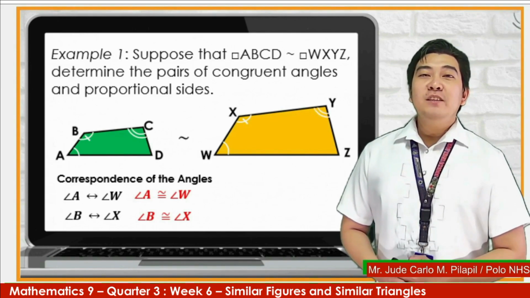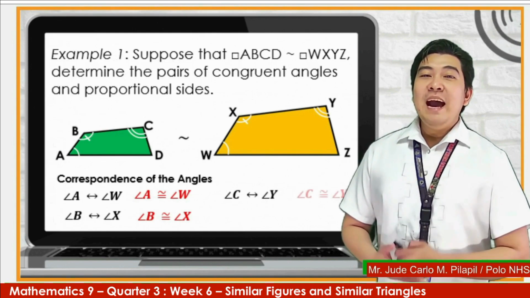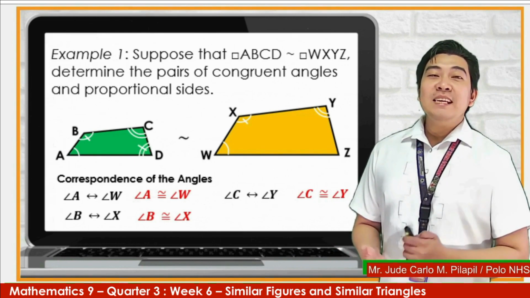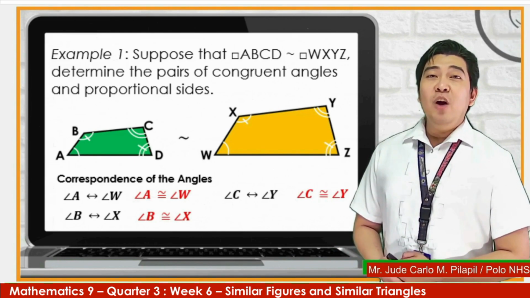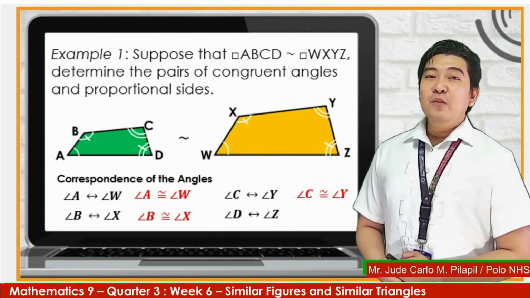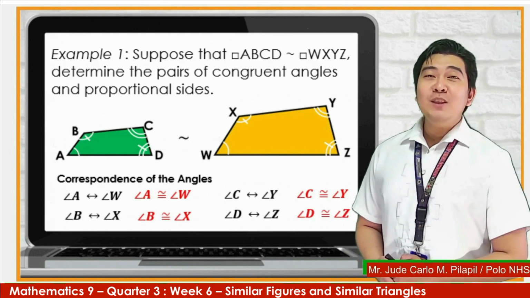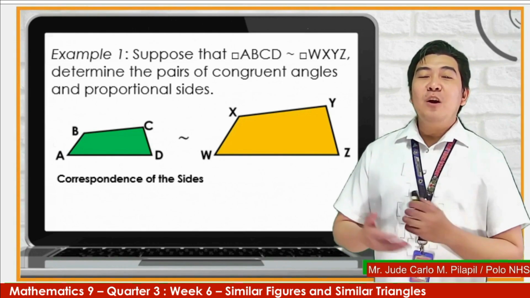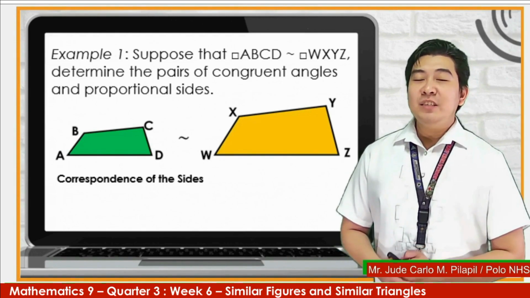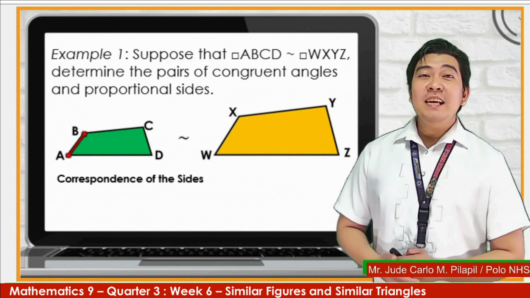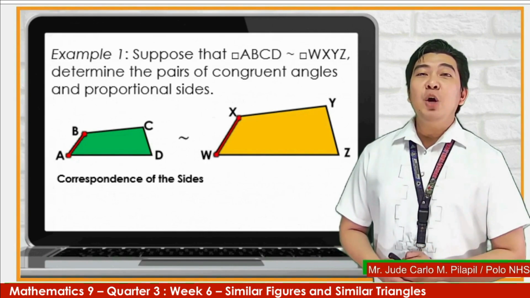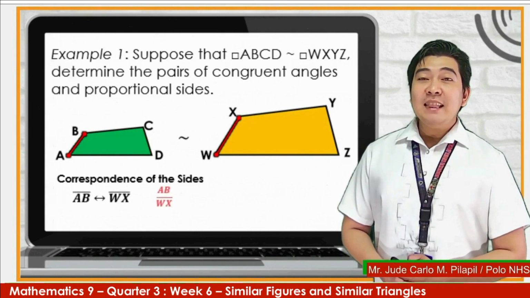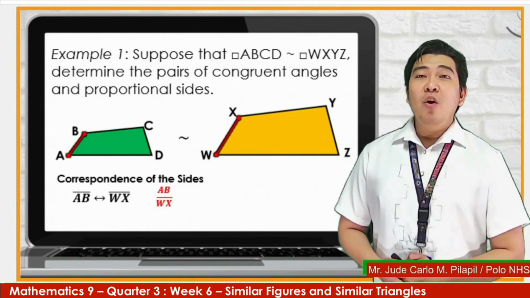Angle C corresponds to angle Y. Therefore, we have angle C is congruent to angle Y. And lastly, angle D in quadrilateral ABCD corresponds to angle Z of quadrilateral WXYZ. So therefore, we can say that angle D is congruent to angle Z. After enumerating the congruent angles, let us have the correspondence of the sides and their relationship. Side AB of quadrilateral ABCD corresponds to side WX of quadrilateral WXYZ. Hence, we can make the ratio AB over WX.